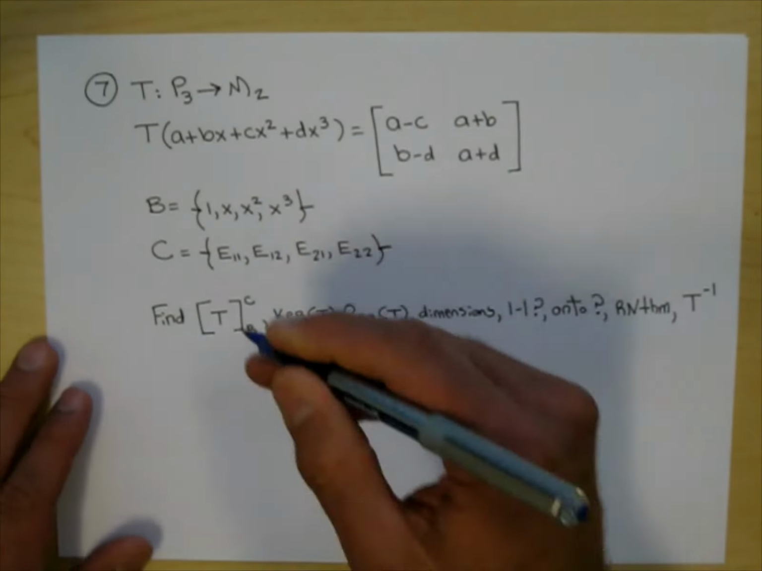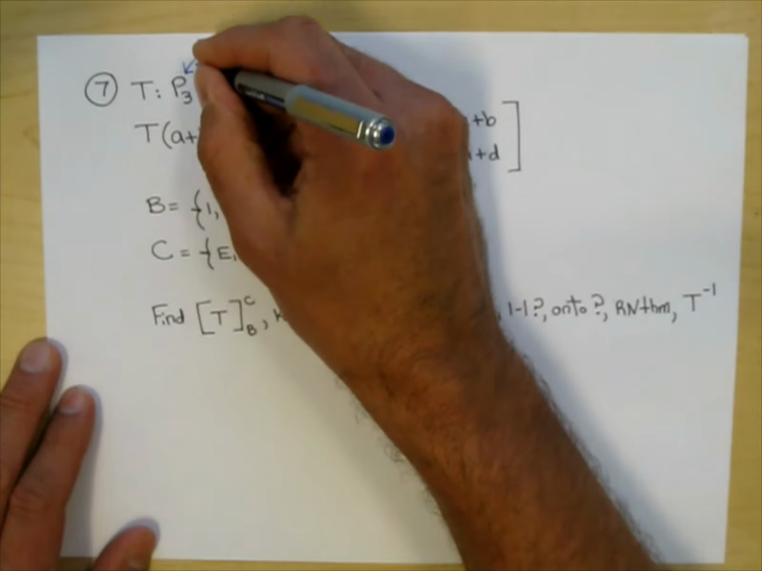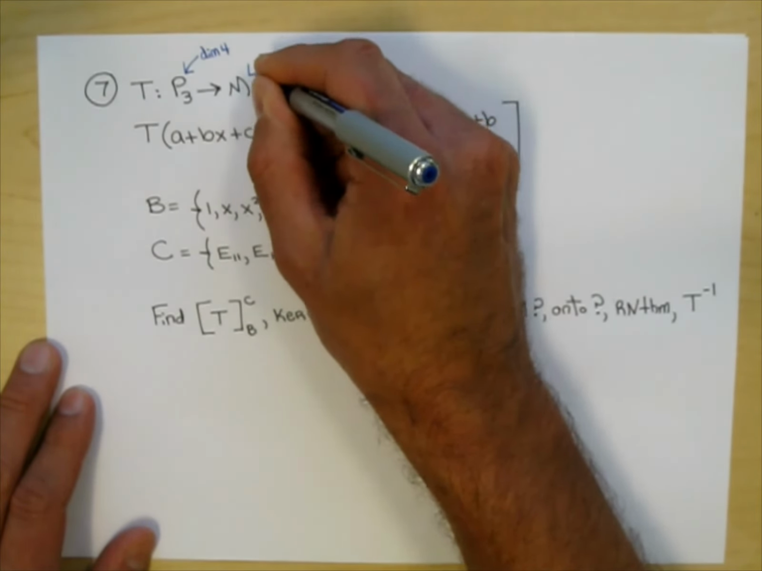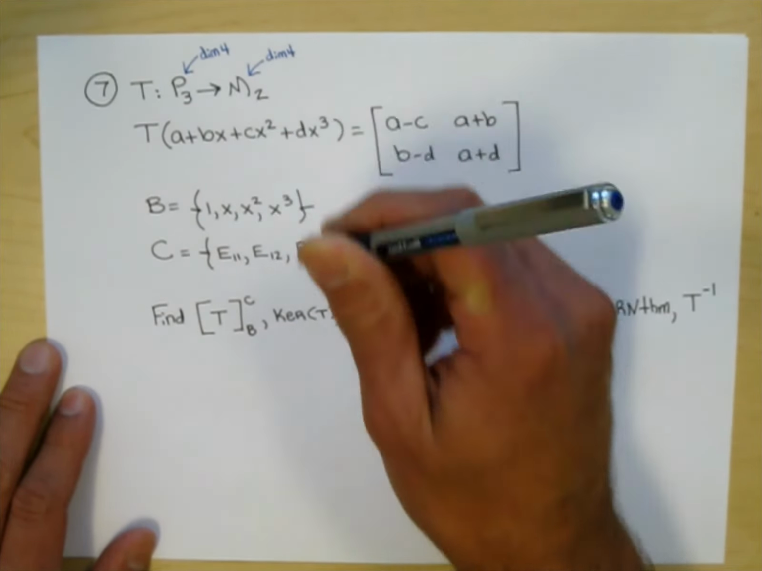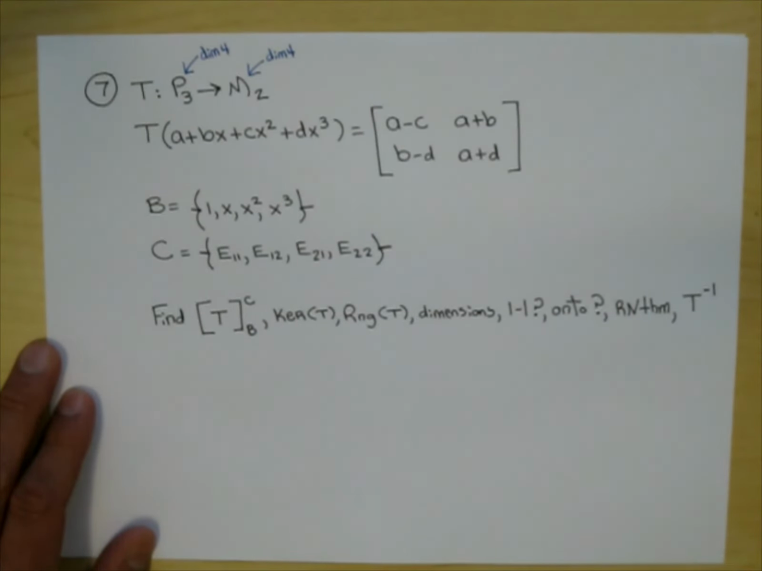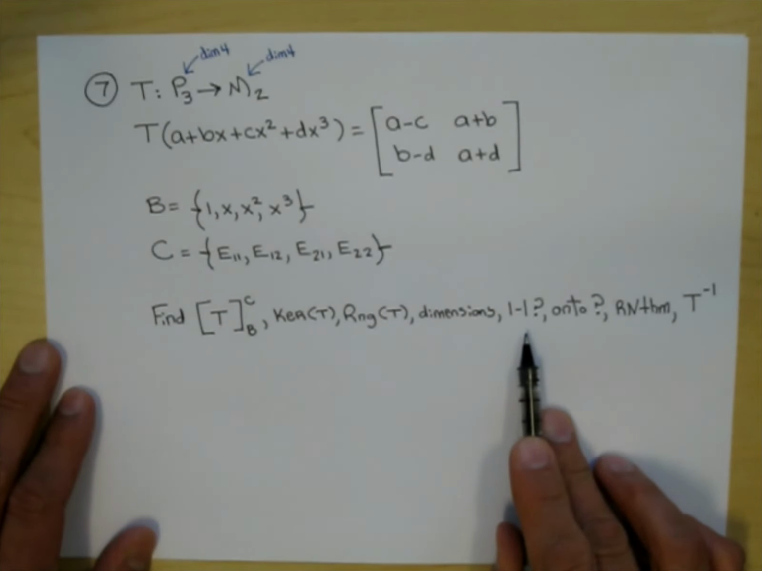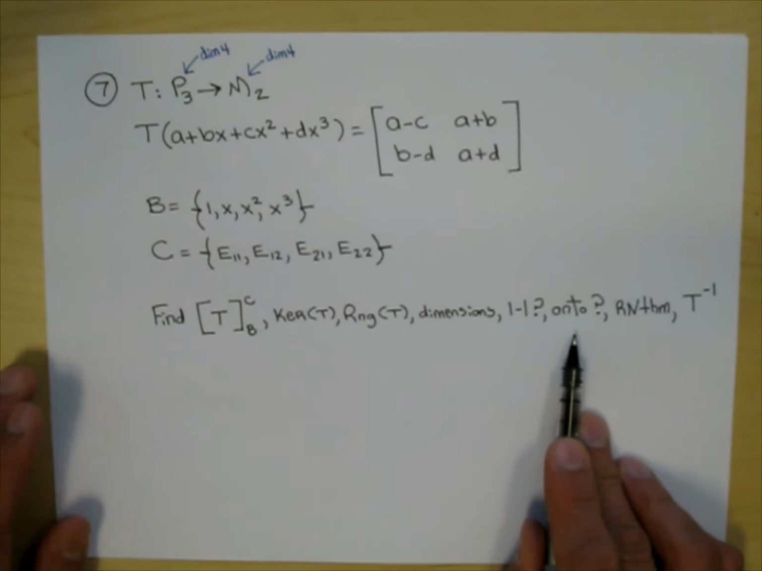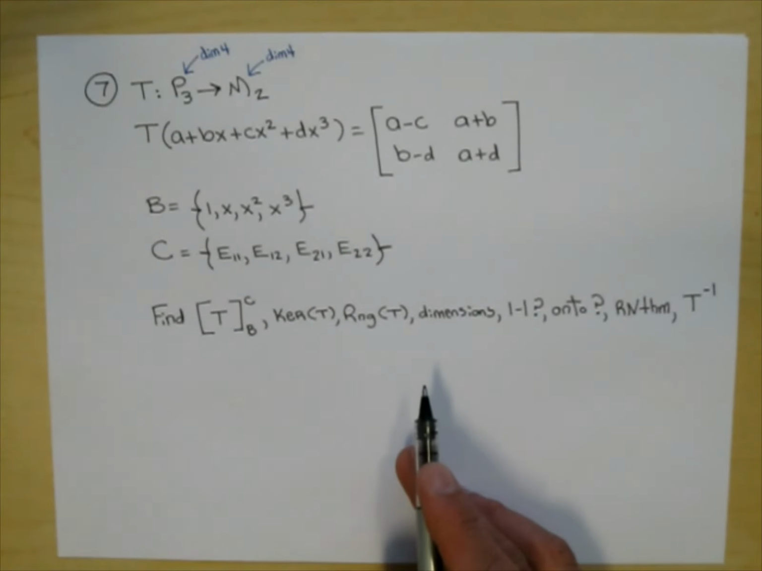One thing to maybe start off with is tracking these dimensions here. The dimension of P3 is 4, and the dimension of M2 is also 4. Now, if you remember some theorems, if those dimensions are the same, then for 1-to-1 and onto, you're either going to get yes, yes, or you're going to get no, no. Now, if you're like, no, I don't remember that theorem, Joe, I kind of dozed off on that part of the video, that's all right. Let's just go ahead and do this problem.